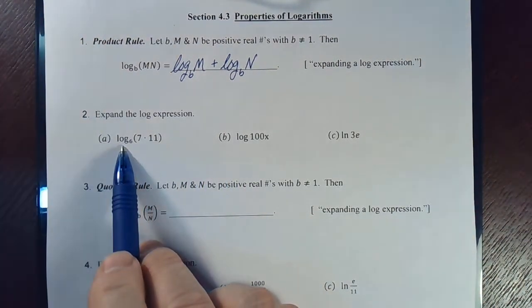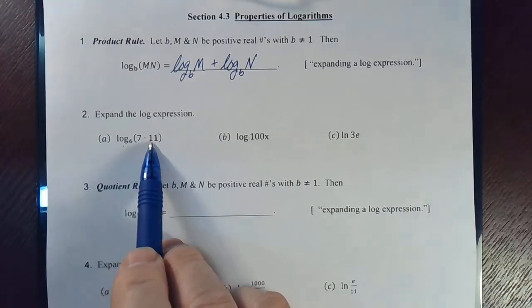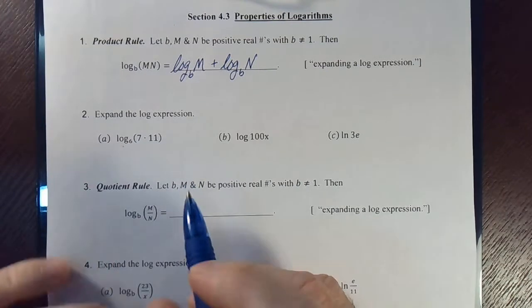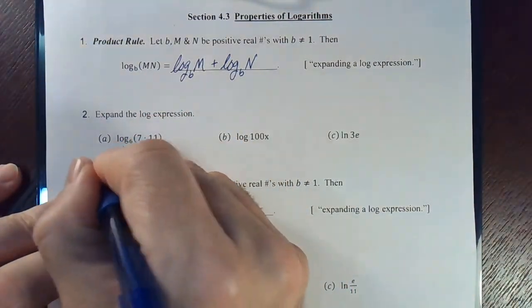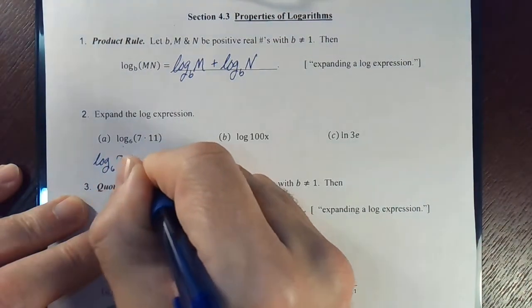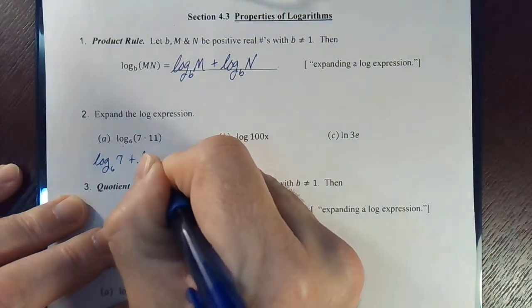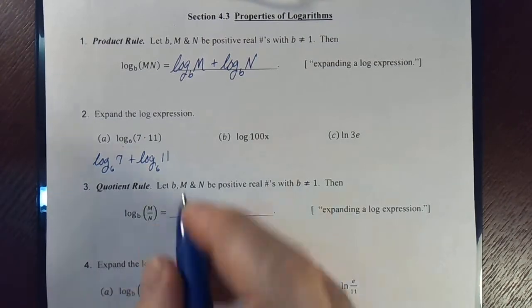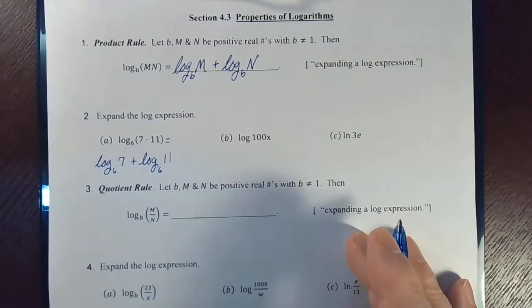Well, this is obviously log base 6 of 77. 7 times 11 is 77, but it's broken up. You could break it up yourself, or I chose to write it like 7 times 11. So all that means is that's equal to log base 6 of 7 plus log base 6 of 11. All right, so those two are equal.